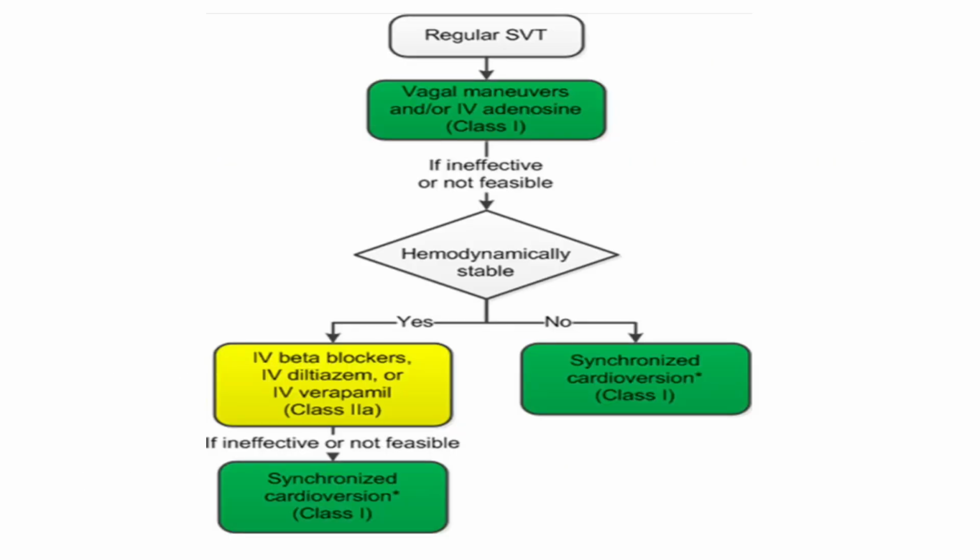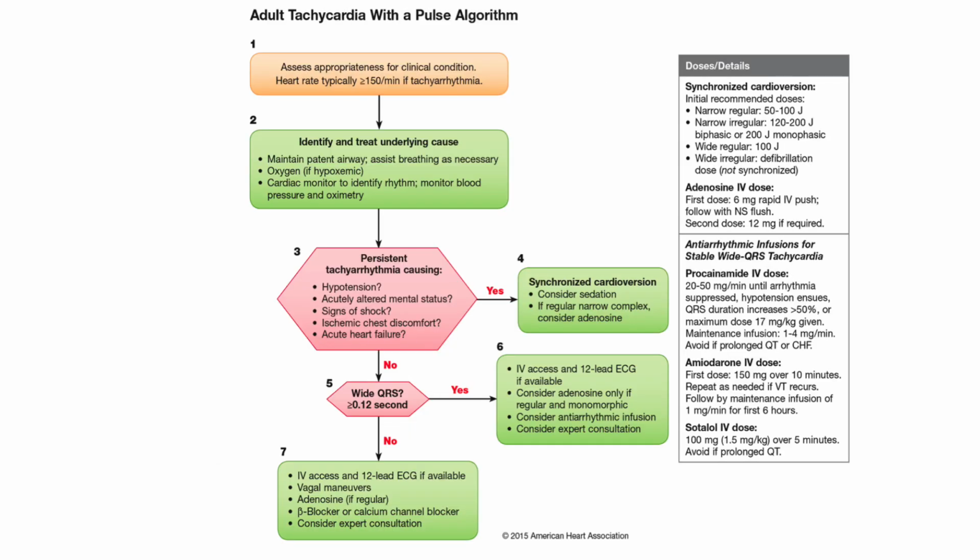If a patient with regular supraventricular tachycardia comes to us, we do vagal maneuvers or we give IV adenosine. It is a class 1 indication. If it is ineffective or not feasible and the patient is hemodynamically stable, then we can use IV beta blockers, IV diltiazem, IV verapamil. If patient is hemodynamically unstable, we will have to give synchronized cardioversion. If the pharmacological treatment is ineffective in a hemodynamically stable patient, then there also we can use synchronized cardioversion, a class 1 indication. This is the algorithm for adult tachycardia with pulse.